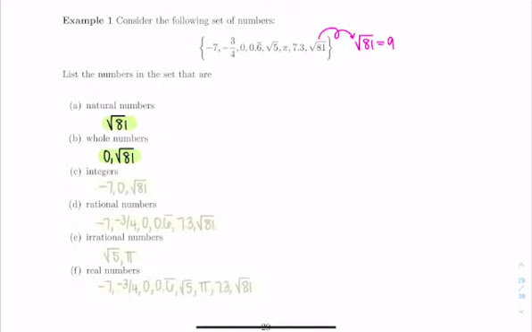So you'll notice now when I go to the integers, I'm still using 0 and the square root of 81 because the whole numbers are a subset of the integers. So integers are the whole numbers plus the negatives of the natural numbers. So the only other number I can include in integers is that -7. We still have that 0 and we still have the square root of 81.